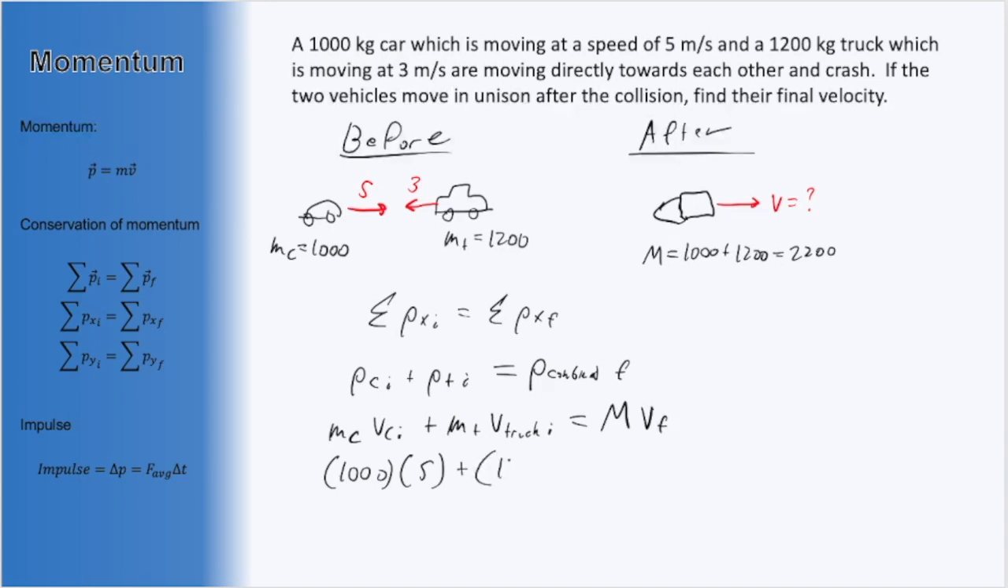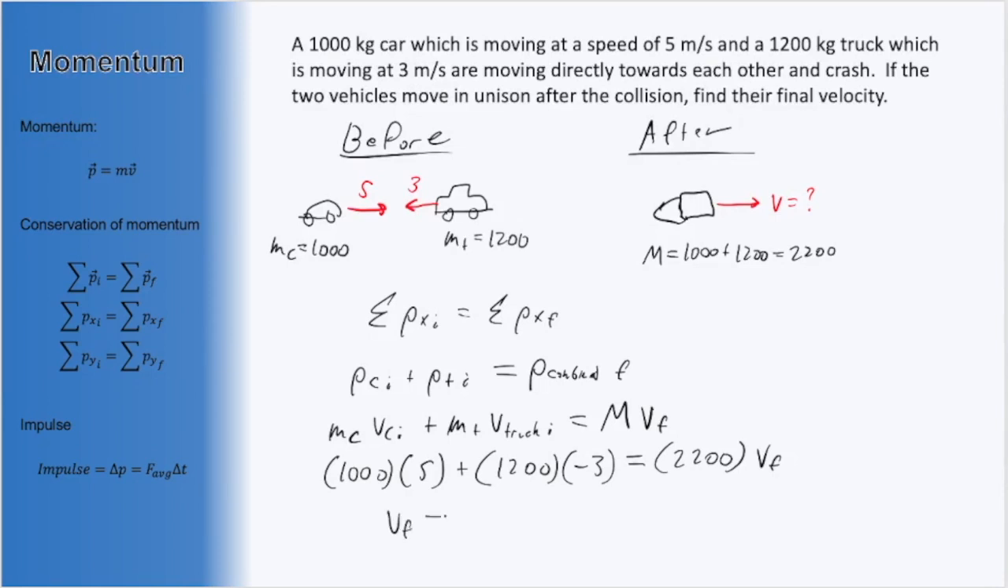which is 1200. But now the velocity of the truck, we know that it's moving at 3 meters per second, but in my diagram, to move towards the car, it has to go to the left, which means when I go to plug in my velocity, to accommodate for the vector direction, it must be a -3 that I plug in. This should now all be equal to the total mass, which is 2200, times the combined final velocity.